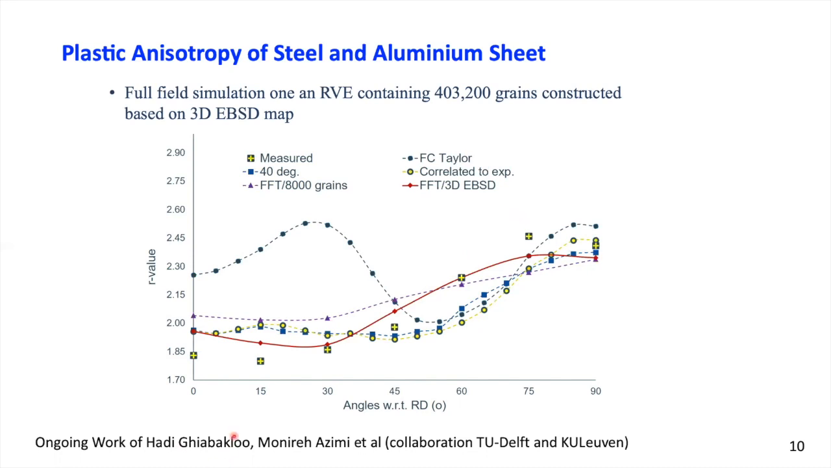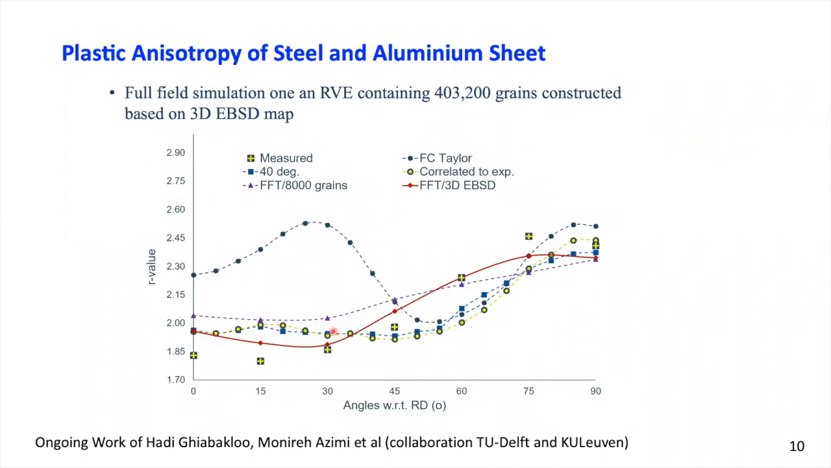This is the result of ongoing work that we do at TU Delft in collaboration with KU Leuven, where we try, with crystal plasticity models, of course, to reproduce experimental data, but we also compare the so-called mean field statistical models with full field predictions, for example, obtained from DAMASK, which was developed by the Max Planck Institute in Düsseldorf.